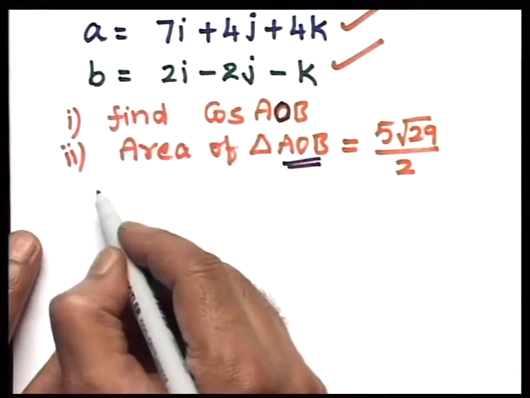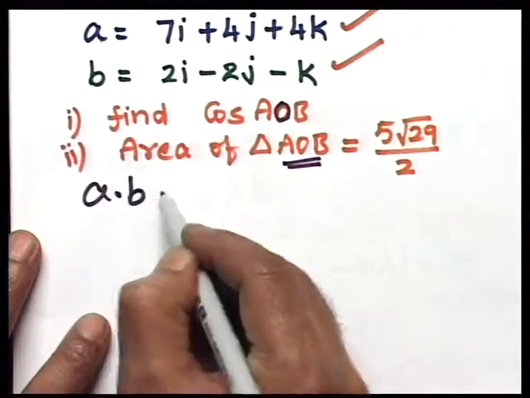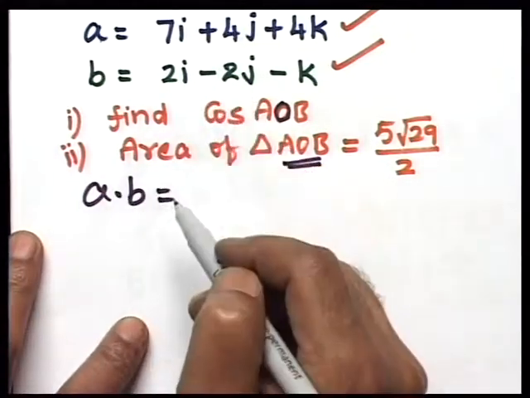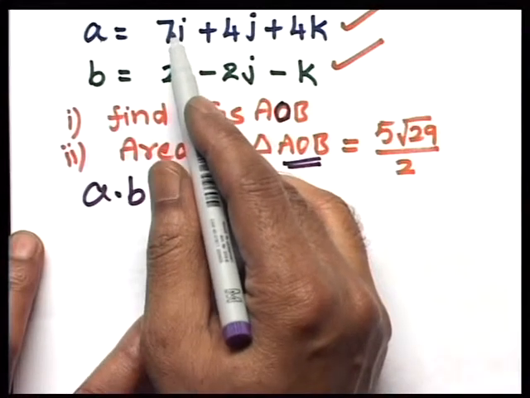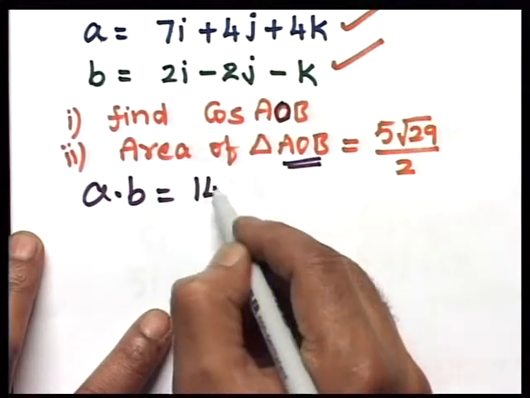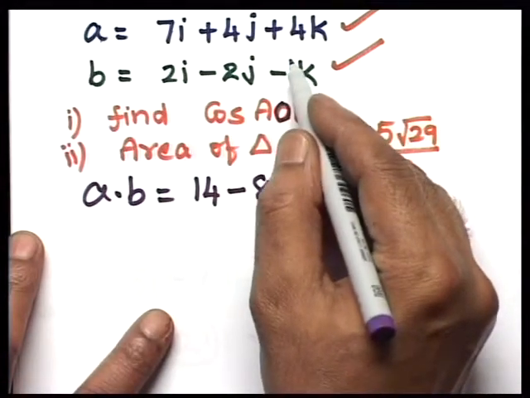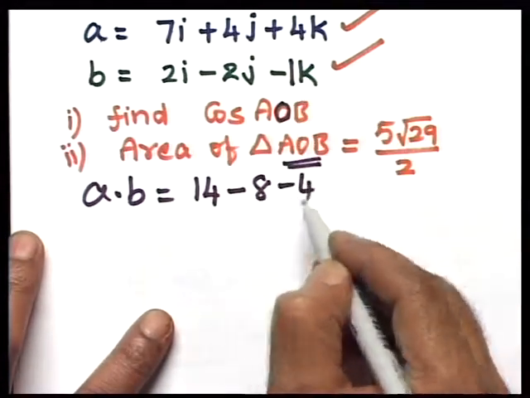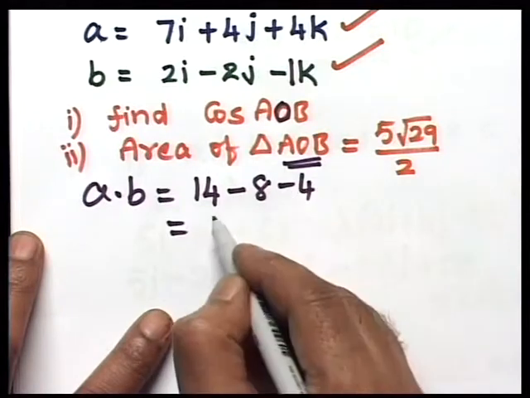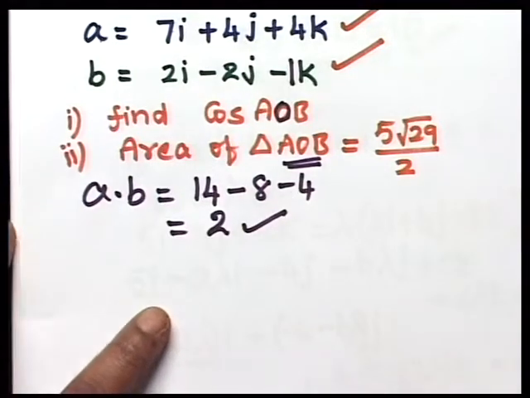We need A dot B first. So let's write A dot B. Work it out before me and then you can check the answer. 7 times 2, 14 and minus 4 times 2, 8. Then minus, that's a 1 there, so minus 4. 14 minus 12 is a 2. So A dot B is 2.